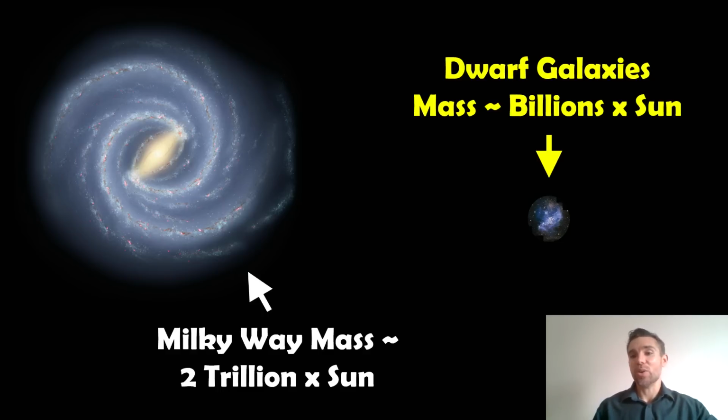So when you look at the dwarf galaxies, that might be on the order of billions. So a big difference in their total mass. So billions times the mass of the sun against trillion times the mass of the sun. Now you do have large variations in galaxies. They're not all the same like the Milky Way. You have bigger ones, smaller ones, but this is just a generalization really.